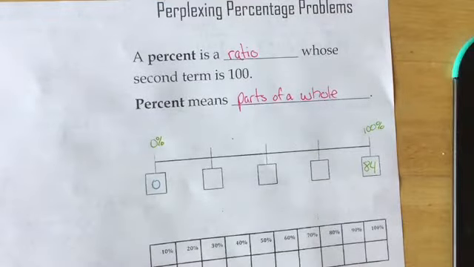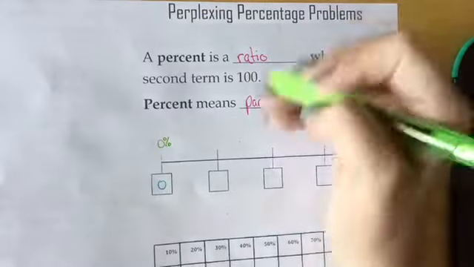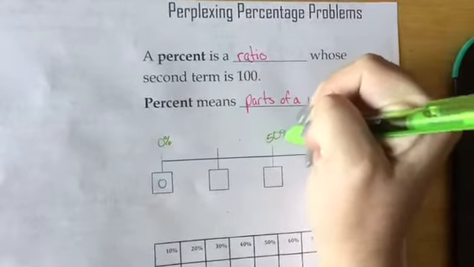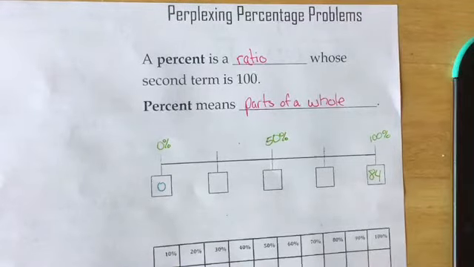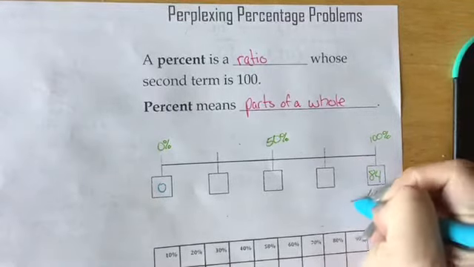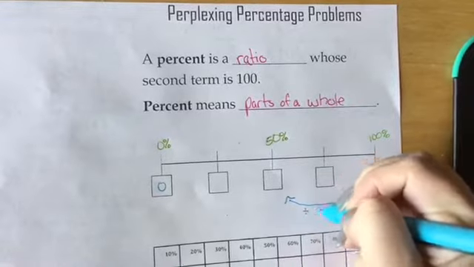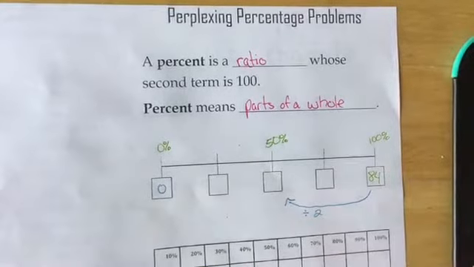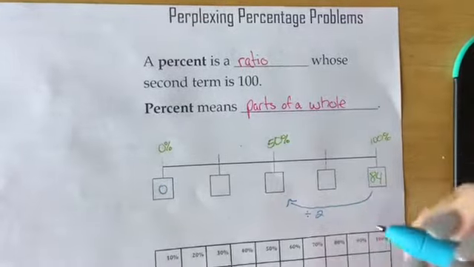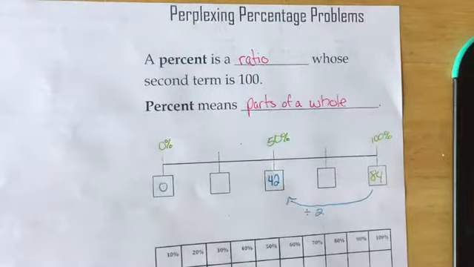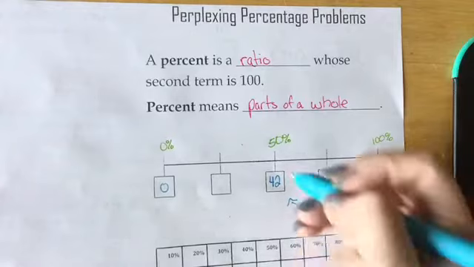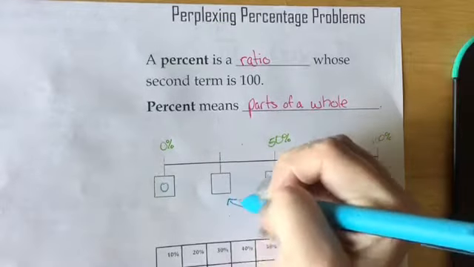So then we can go somewhere in the middle. The middle would be 50%. So what's half of 84? Half of 84 would be 42. We want to say half of 42 goes here.